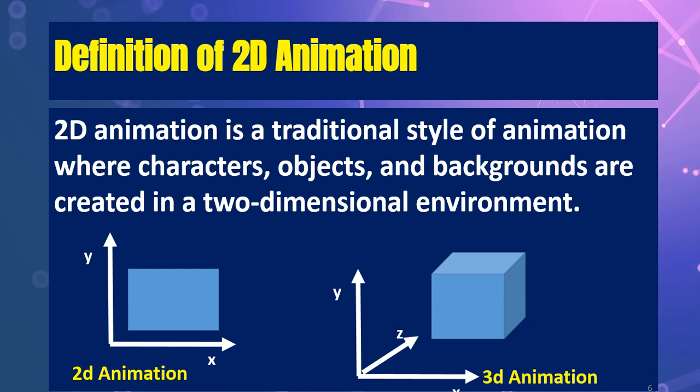All right, let's continue. So, 2D animation is a traditional style of animation where characters, objects and backgrounds are created and moved and animated in a two-dimensional environment. Like I gave those in 3D, the difference is that in 2D you can just move forward and backwards, up and down, left and right. That's basically what 2D animation really is about.